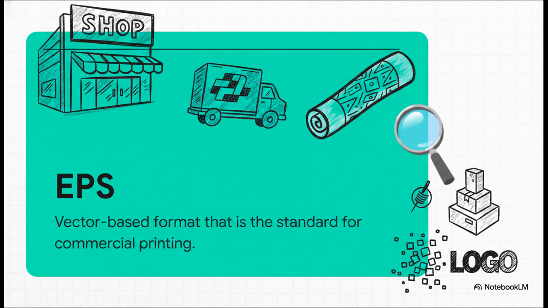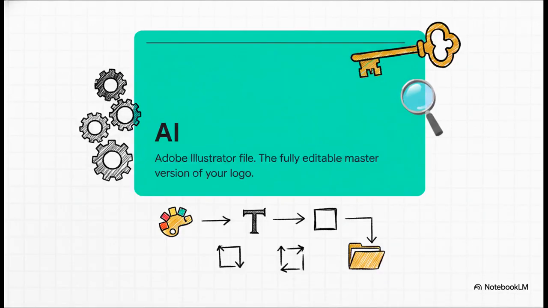Without an EPS file, your beautiful logo can get severely pixelated during physical production. And trust me, there is literally nothing worse than paying for a giant expensive banner only to have your brand look cheap because you handed over the wrong file type. Then we have the AI file.